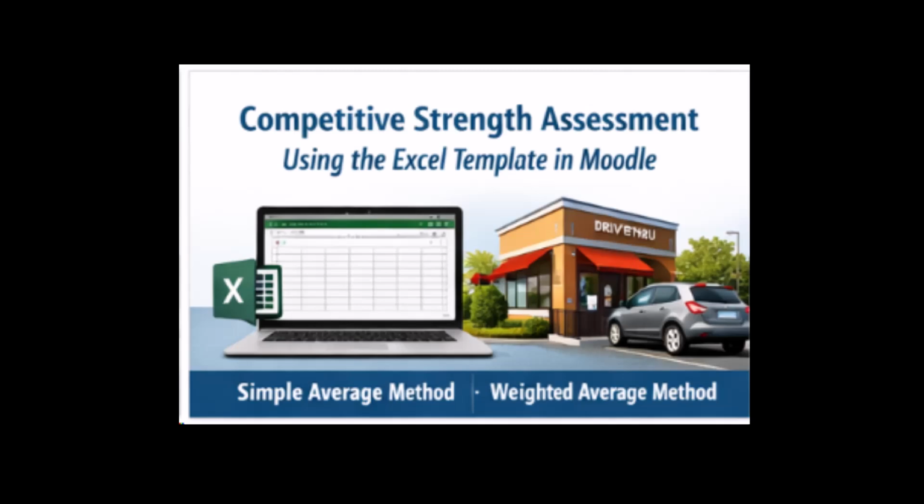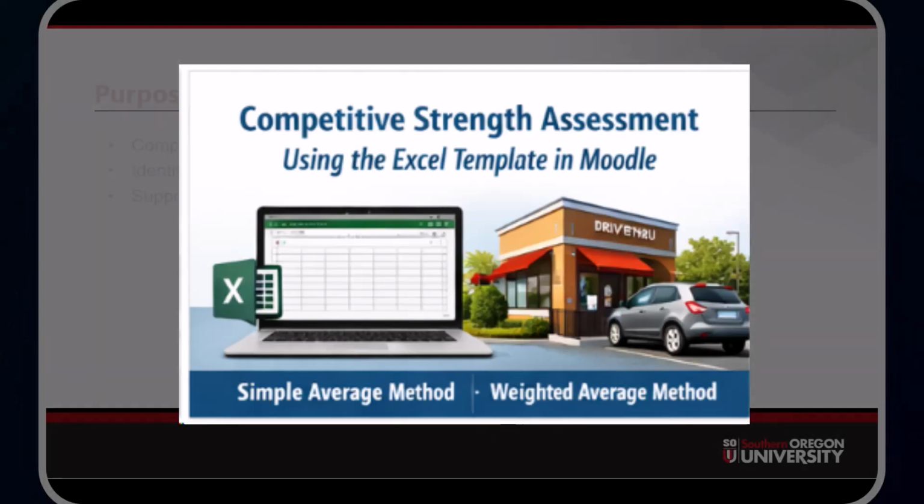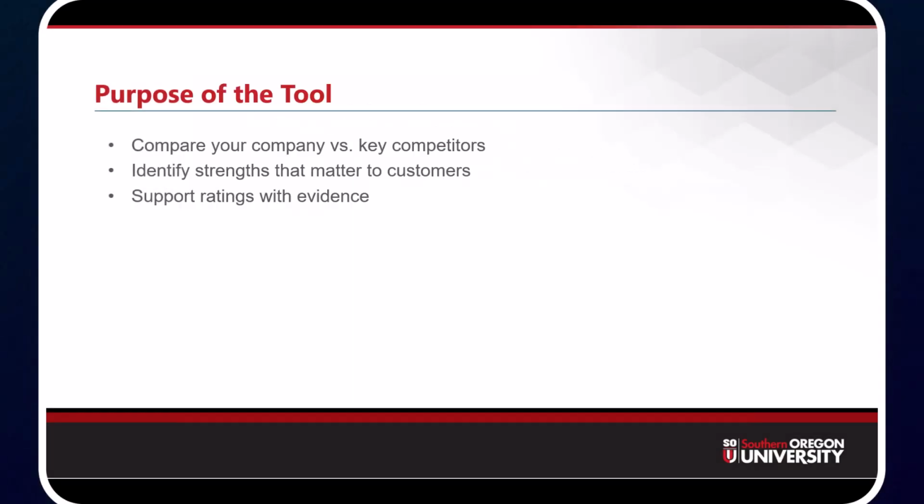In this video, I'll explain how to complete the competitive strength assessment using the Excel template provided in Moodle. We'll walk through both the simple average and the weighted average methods and use a drive-thru coffee shop as our example. The purpose of this assessment is not to guess or inflate scores. It's to systematically compare your business against competitors and identify meaningful differentiation. In other words, why customers would choose you.